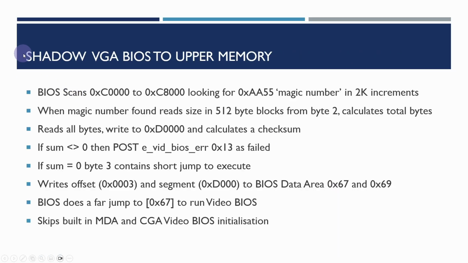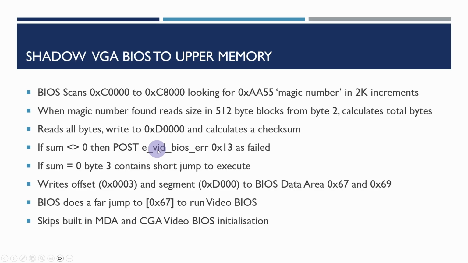Then the other change is the shadowing of the VGA BIOS to upper memory. Now this slide is similar to one of the ones I covered in the previous video, and this is basically covering what the BIOS does. It scans the region of C0000 to C8000, looking for this AA55 magic number. And it still does this, but the only difference now is that as it reads all the bytes, it also writes them to the D0000 range and continues to calculate the checksum.